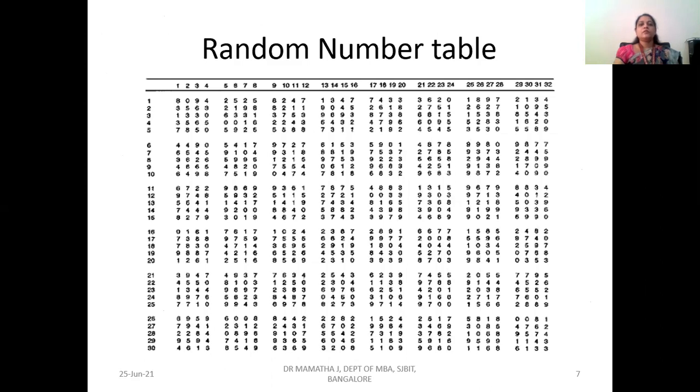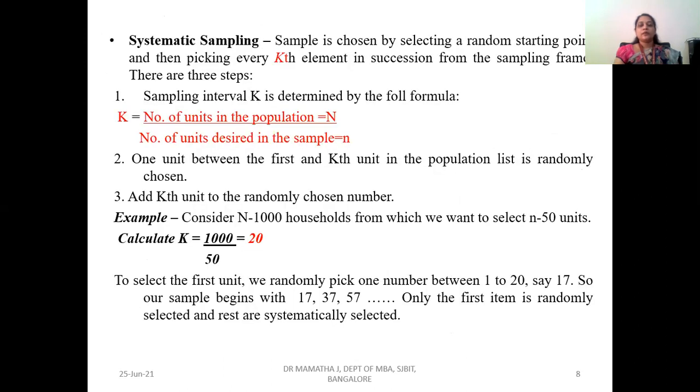So using this also you can select the samples. This is about simple random sampling. The next method is systematic sampling. So here, the selection of the elements from the population is very, very systematic. Okay, you should know what comes after what.